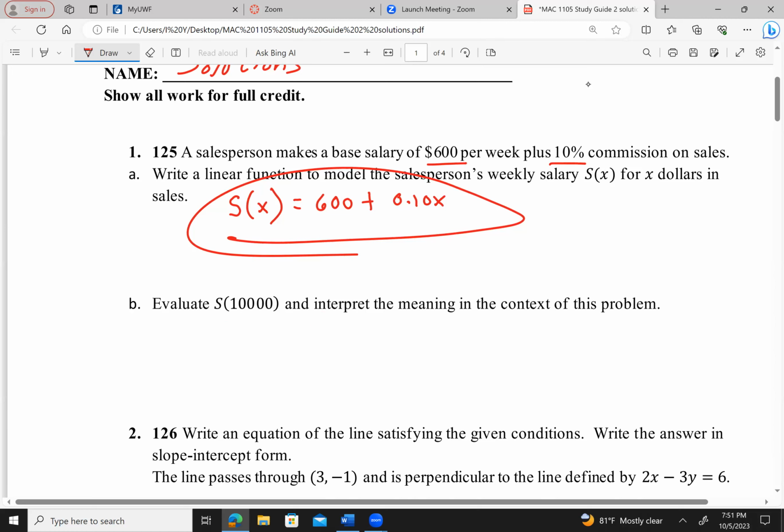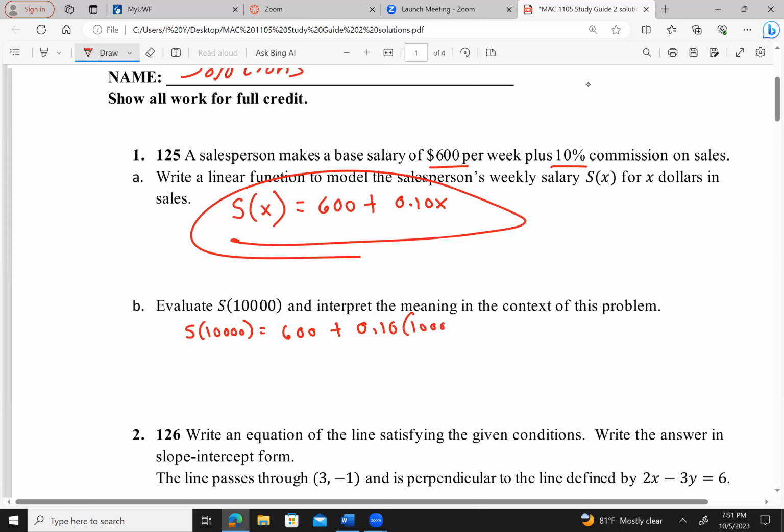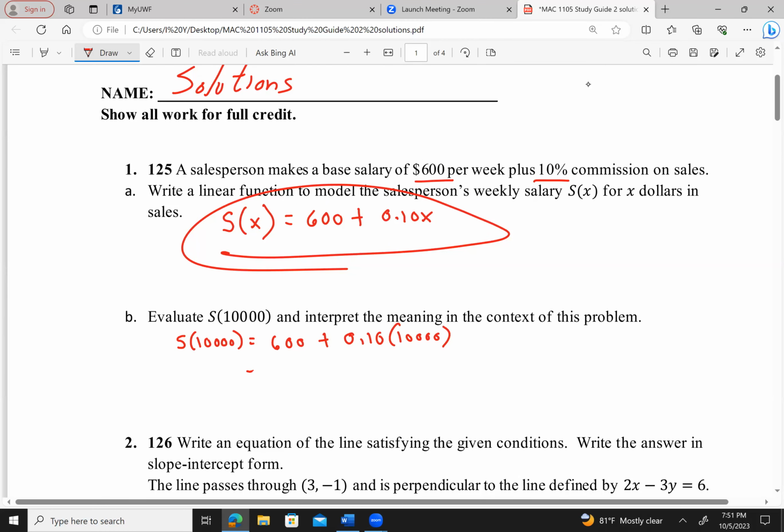Okay, now we want to know, evaluate S of 10,000 and interpret the meaning in the context of this problem. So S of 10,000 is simply 600 plus 0.10 times 10,000, which is 600 plus 1,000, which is $1,600. That's the salary. So with commission sales of $10,000, your salary would be $1,600.